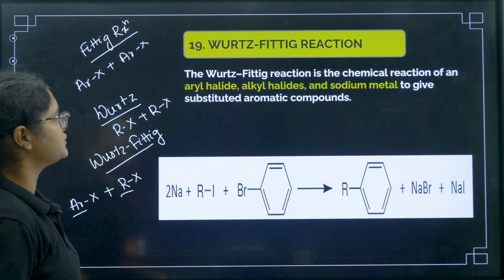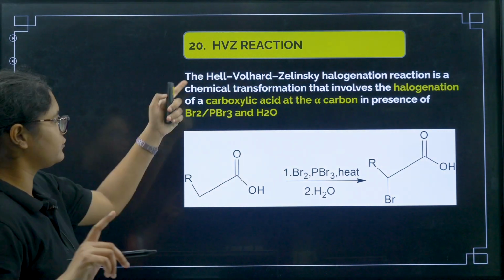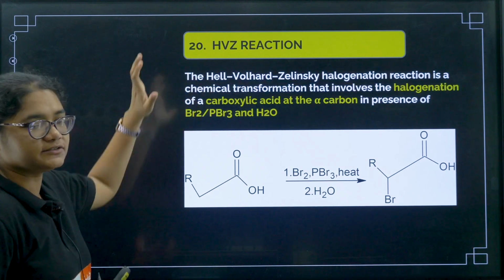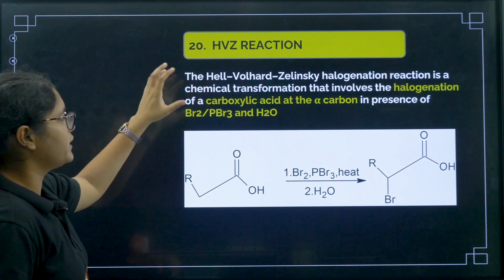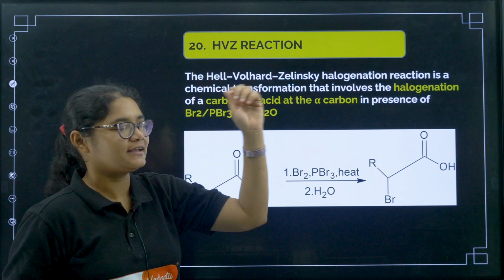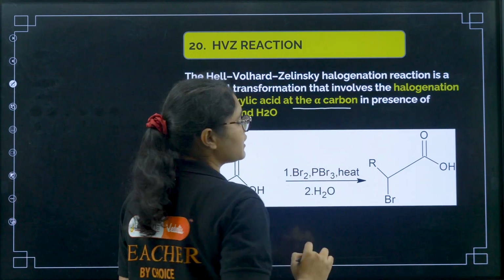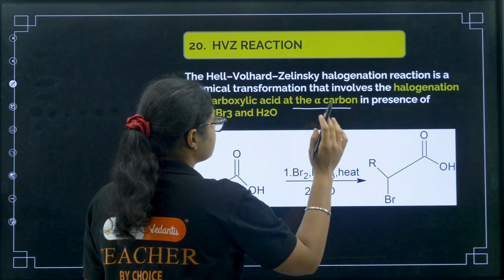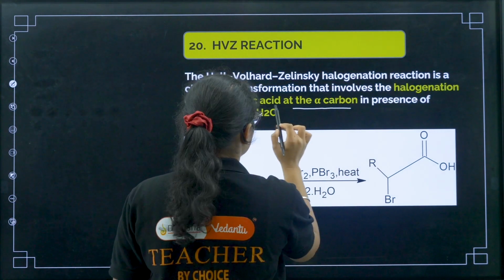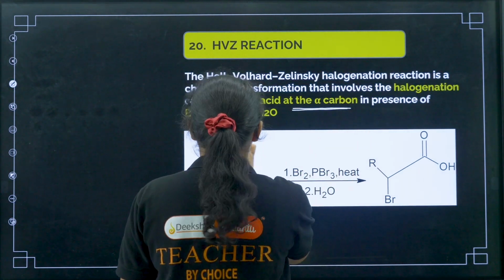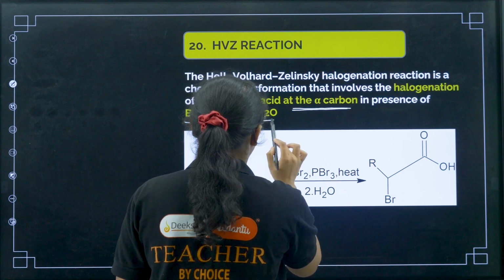Next we have which reaction? Yes, so I have missed, I told you 2 reactions. HVZ reaction is from the H letter. Okay, so in Hell-Volhard-Zelinsky reaction, what happens? The carboxylic acid which has an alpha carbon undergoes halogenation at the alpha carbon in presence of Br2, PBr3 and H2O.